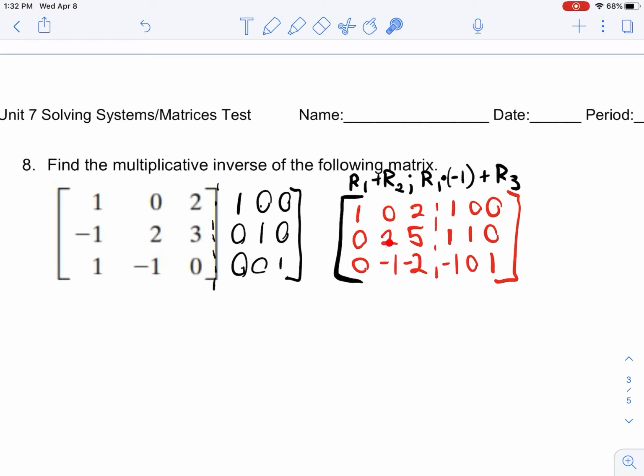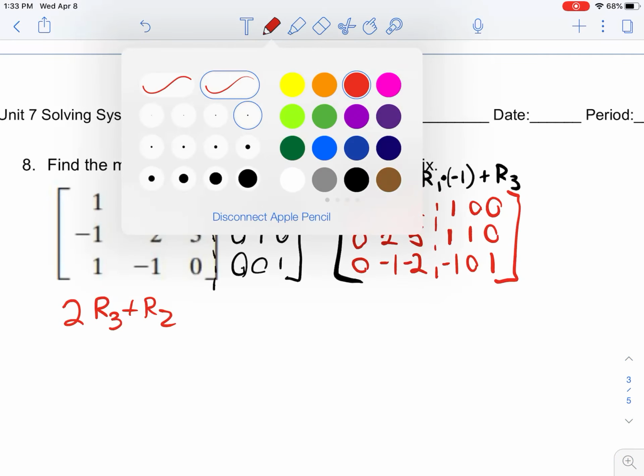But the idea is I want to cancel out these values. And it doesn't need to look just like that because I can switch rows. So I need to cancel out this 2 here. What do I need to multiply negative 1 by to cancel out that 2? Just 2. So I'm going to do 2 times row 3 plus row 2. Then I'm going to add those together, and then I'll start changing things as time moves along from there.